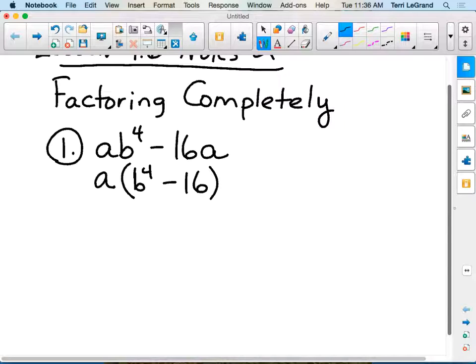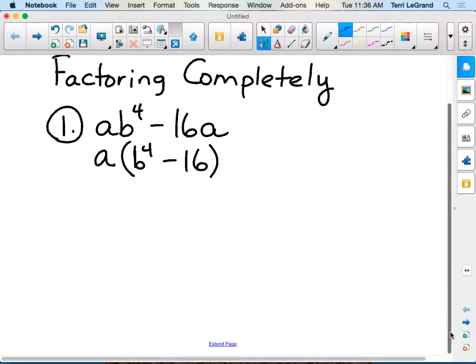Are they perfect squares? The resulting polynomial has how many terms? 2. So if it has 2 terms, we're looking for the difference of perfect squares. But what else has to be true? Not only perfect squares, but difference, subtraction. So we have subtraction of 2 terms. Are they both perfect squares? How do we know that b to the 4th is a perfect square? The exponent has to be divisible by 2. Is 4 divisible by 2? Yes. So in other words, it has to be an even number. How about 16? Is that a perfect square? Yes.